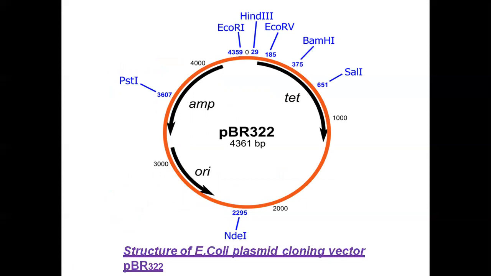pBR322. Okay, so this is the total size, this is the amplification, Tet is the gene. And here is the ori site, meaning from here the origin of replication should start, and these are the restriction sites. Restriction site means, suppose EcoRI is the restriction enzyme, you can cut it here and insert your gene here. Or if you have a BamHI restriction site, you can cut it here and insert the gene here. Then transform into the bacterial cell. So that is all about the plasmid DNA of pBR322.